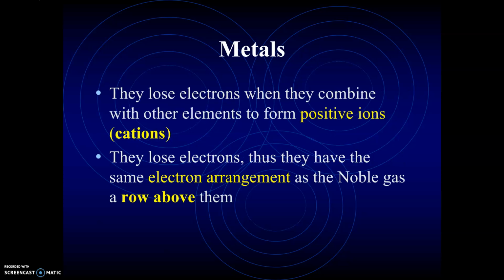They lose electrons when they combine with other elements to form positive ions, and we call those cations. Basically, an electron is negatively charged. So when you lose an electron, you're losing that negative charge. It's going away, and it's going to attach to a different atom. Since you've lost that negative charge, you become more positive, and you turn into a cation.